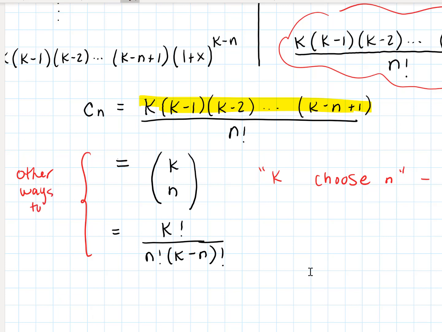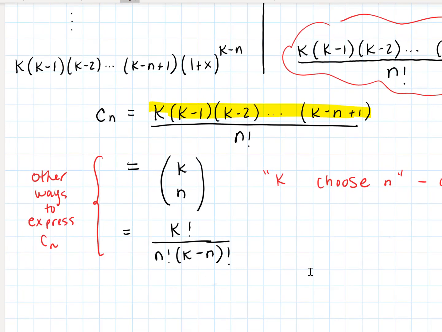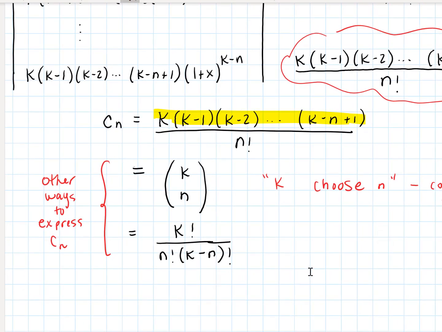c sub n if we were to want to express them that way. Okay, I'll probably use these two. I don't know that I'll use the factorial one, but we may, so I'll just write those in there.